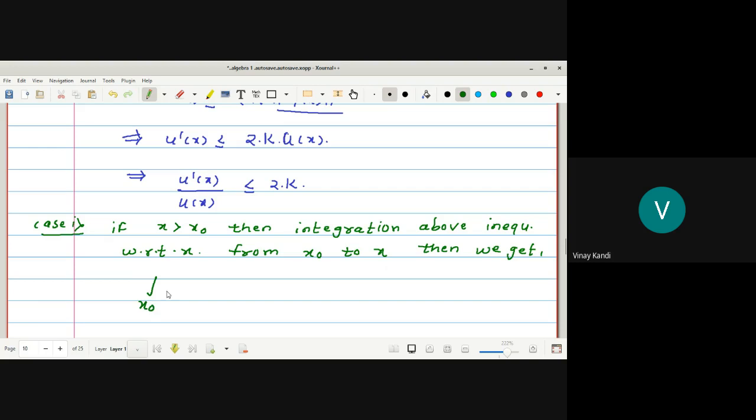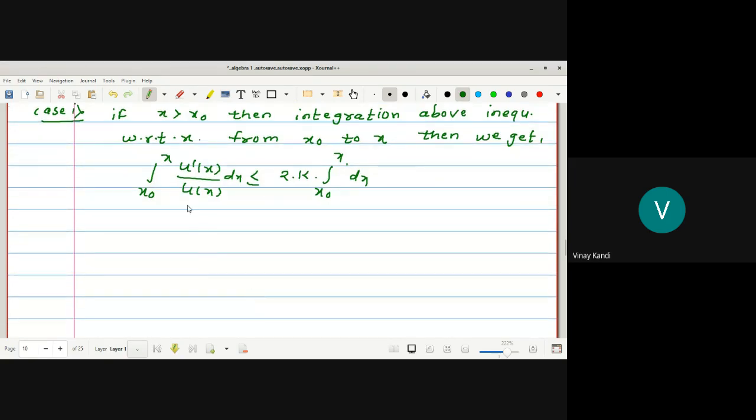integration from x naught to x of u dash of x upon u of x is less than or equal to 2k, which is the constant, integrated from x naught to x, dx. Here also dx is there. We integrate the equation with respect to x. So what we get? What is the integration of this one? Tell me. Log of u of x, from lower limit x naught to upper limit x, is less than or equal to 2 into k into x, from lower limit x naught to x.